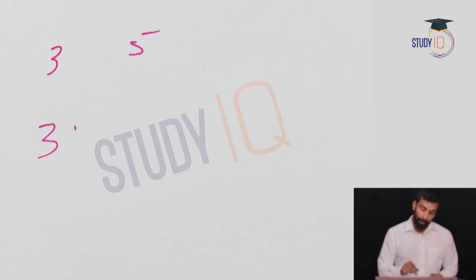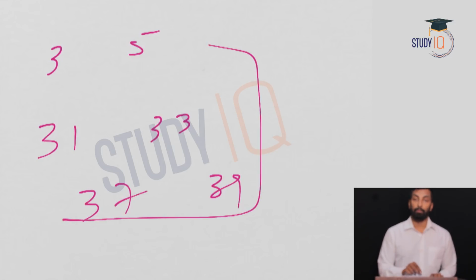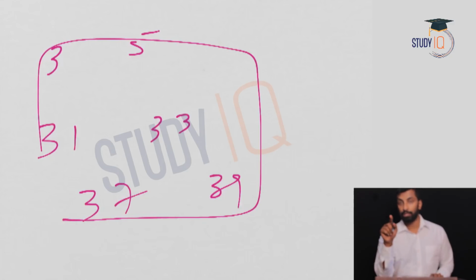Two consecutive odd numbers will also be co-prime numbers. You take 3 and 5 or 31 and 33 or 37 and 39, they will be co-prime numbers. So two consecutive natural numbers, two consecutive odd numbers, and any two prime numbers, all these are co-prime numbers.